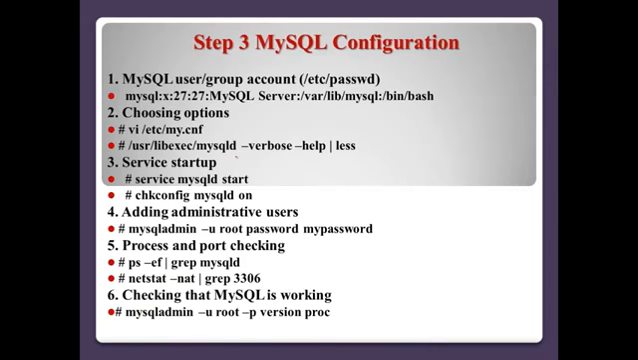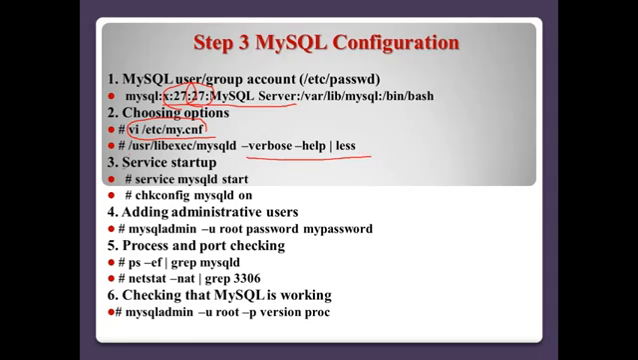Step 3, MySQL configuration. At first, we have to find the user and group account for MySQL in /etc/passwd. If we successfully installed it, then we can find UID 27, GID 27. After that, number 2, choosing options. If we want to change some options, we can use the main configuration file, or /usr/libexec/mysqld --help --verbose. Then we can find many options for the MySQL daemon.